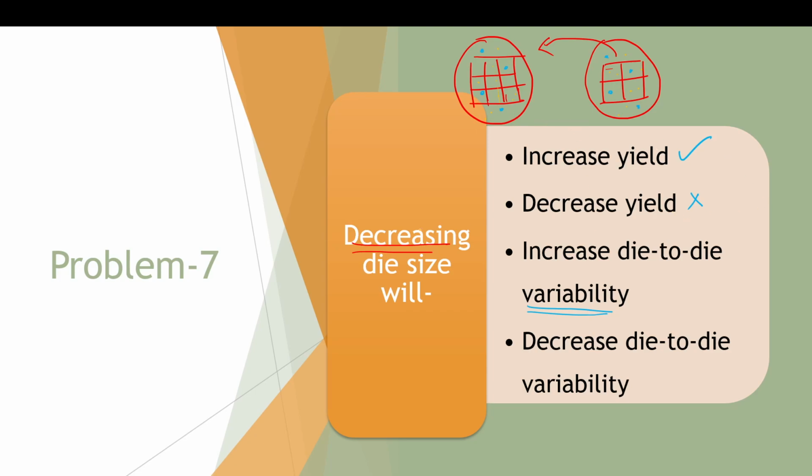It should decrease. No, so we are decreasing the die size, right? It will increase the die to die variability. So here some of the dies are perfect, some of the dies have more defects, some of the dies have no defect. Here both dies have similar kind of defects. So from going from higher die size to a lower die size, we have increased the die to die variability.